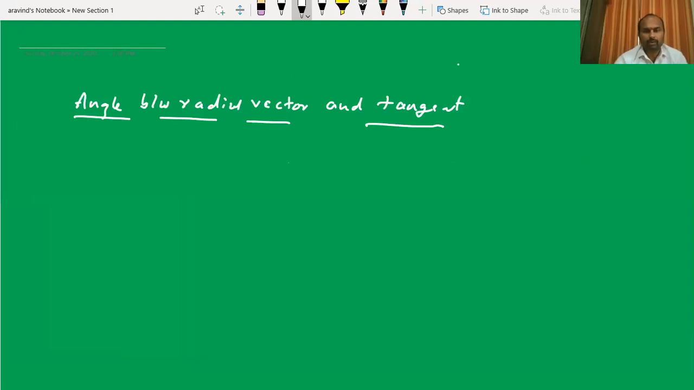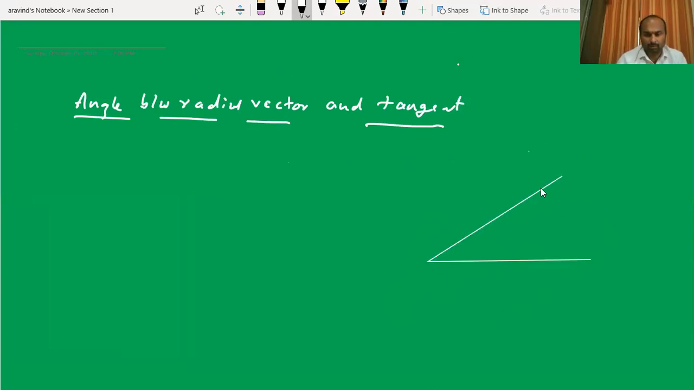So in this video, I'll explain how to find the angle between the radius vector and tangent. So for that, I'll draw an initial line. So this is called the initial line, and this is the radius vector.